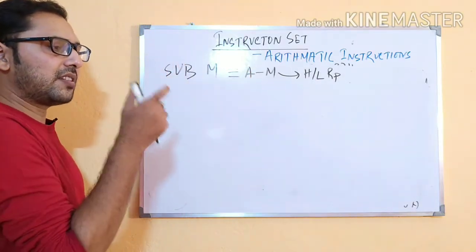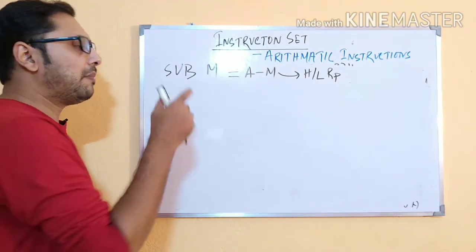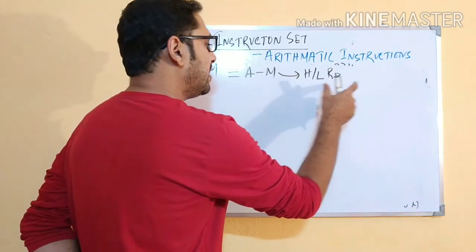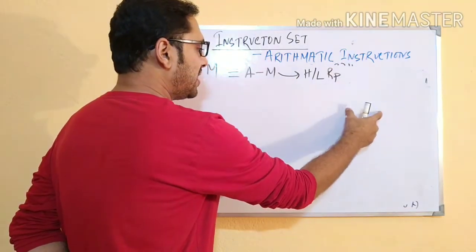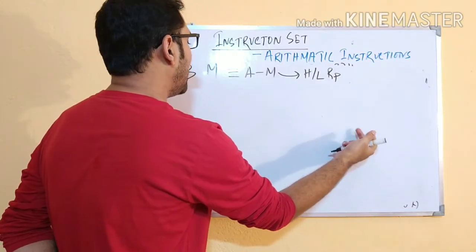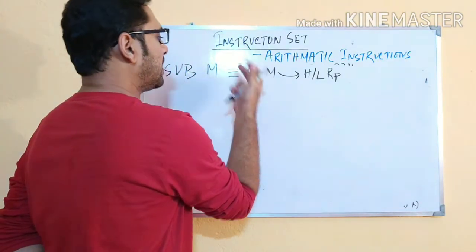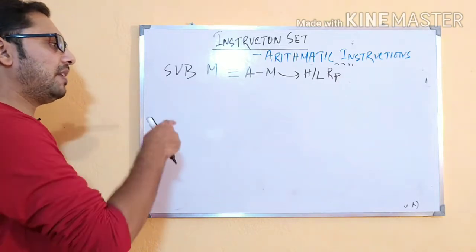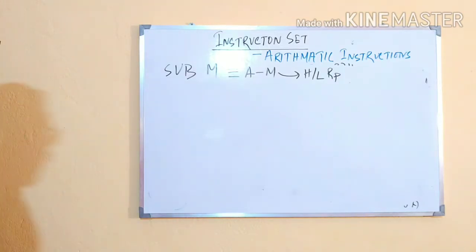The content of the HL register pair is basically data, but the data will be treated as a 16-bit address. From the address, whatever 8-bit data will be available, that 8-bit data will be directly subtracted from the content of accumulator, and the result will be available in accumulator, right?